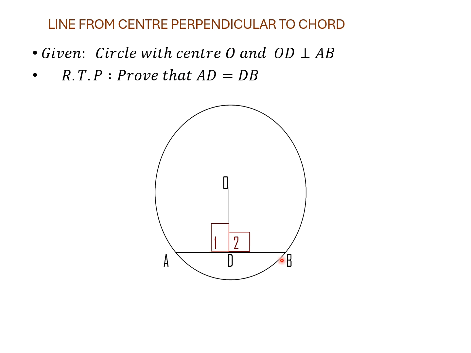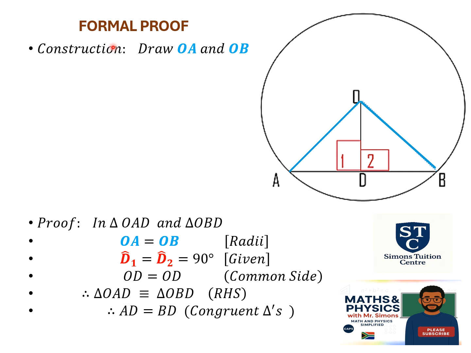Right, but as I said in the previous theorem, we always start the proof with construction. So let's see. My formal proof, for my first mark, construction: draw OA and OB. So we're going to draw from O to A, and from O to B. Here's my circle. So from O to the circumference of the circle, and from O to B on the circumference of the circle, we're dealing with two radii.